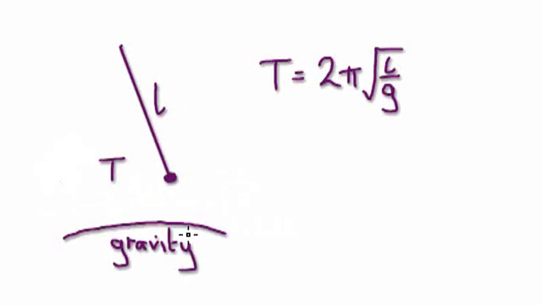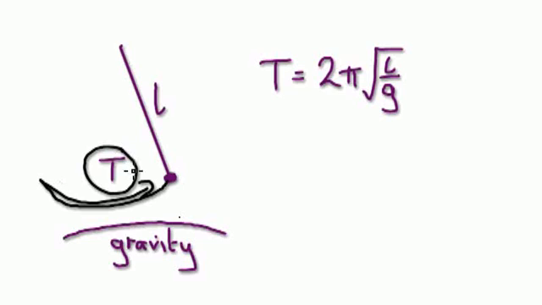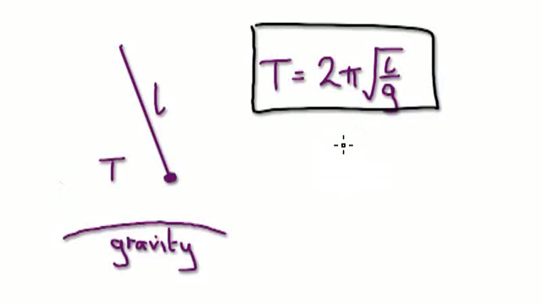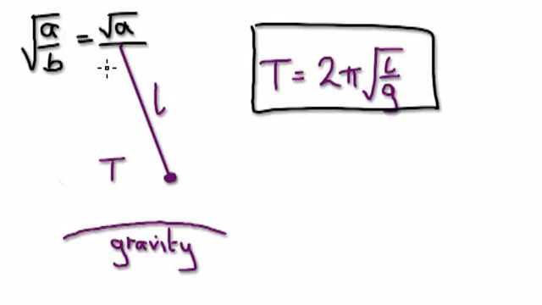So if we were to double the gravity, what effect would that have on the time it takes to make one swing? Okay, so start with this formula here. Now remember, we are keeping the length of the string the same. So again, we're going to use this property where if you have a square root of a over b, that equals root a over root b. Now, if you don't understand this, watch the indices section.